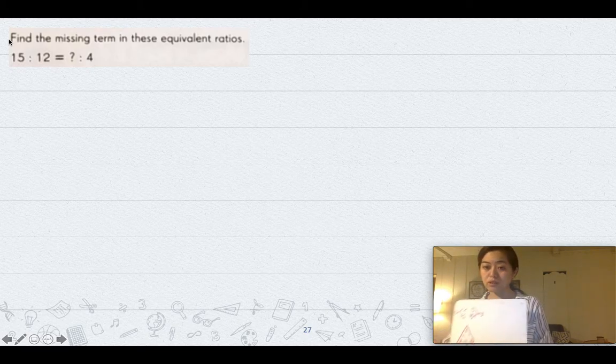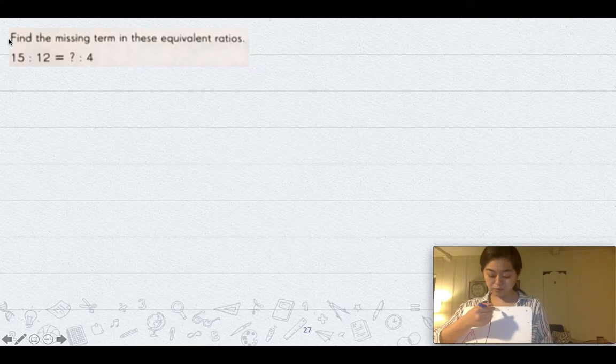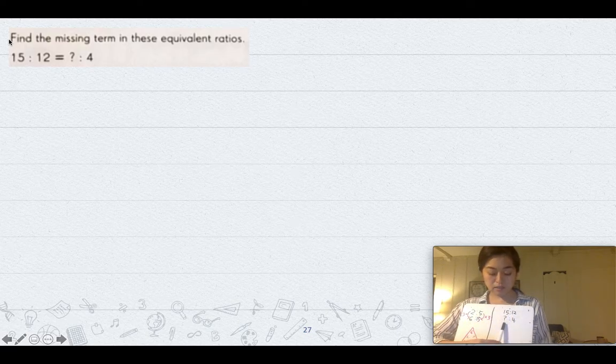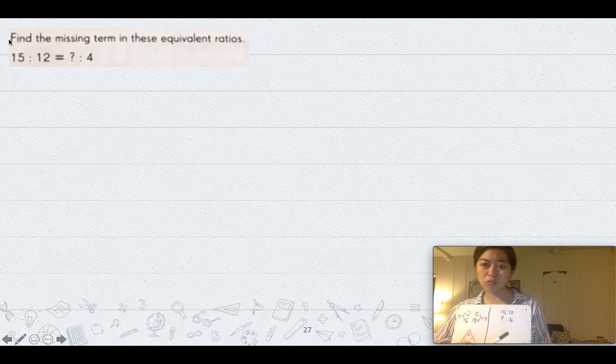So I'm going to write that on the side over here and I'm going to stack them up. So it's 15 to 12 is equivalent to, I don't know what, question mark, to 4. Which terms do I know in both ratios? Do I know the first term in both ratios or the second term in both ratios? What is shown is the second term in both of these ratios.